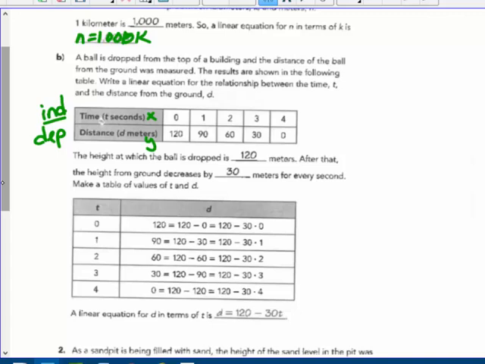So at time 0, I have the ball up at the top of the building, which is 120 meters up. At 1 second, yes, it's getting closer to the ground. Now it's only 90 meters away. At 2 seconds, 60, 3, 30, 4. It hit the ground at 4 seconds. The height at which the ball is dropped is 120 meters. After that, the height from the ground is decreasing by 30. I can see this here. It's going down by 30 every time the seconds go up by 1. Down by 30, and the second goes up by 1. I'm making little carets here. From 3 to 4 seconds is 1, correct?